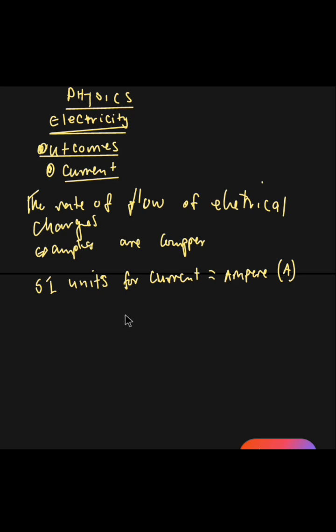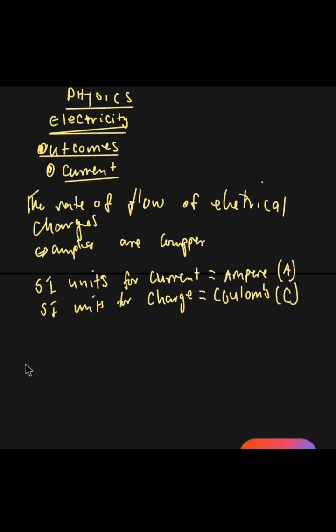Then, since we are talking about the flow of electrical charges, we need to also know the SI unit for charge. The SI unit for charge is coulomb, which is denoted by capital letter C.